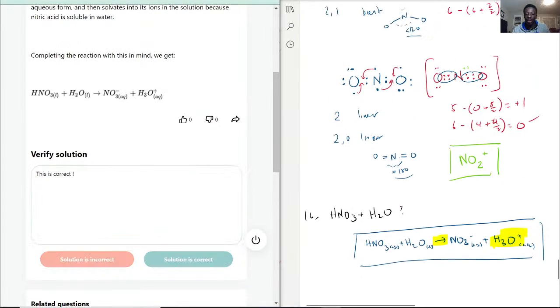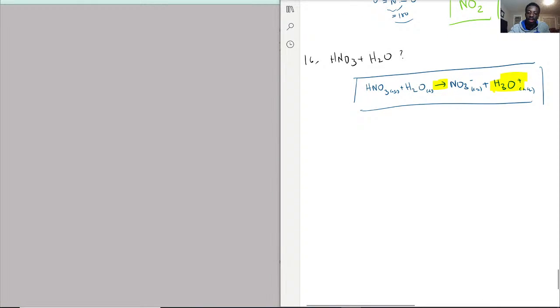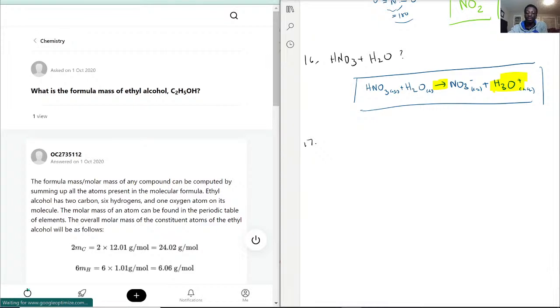So now let's move on to question number 17. Okay, what is the formula mass, which is the molecular mass, for ethyl alcohol? They were nice enough to give us the formula C2H5OH, but if they were not that nice, the way we'd still find the formula from the name is that we use this part right here.